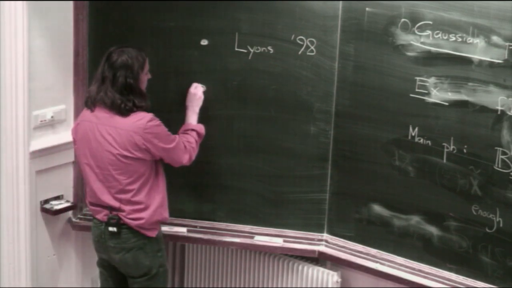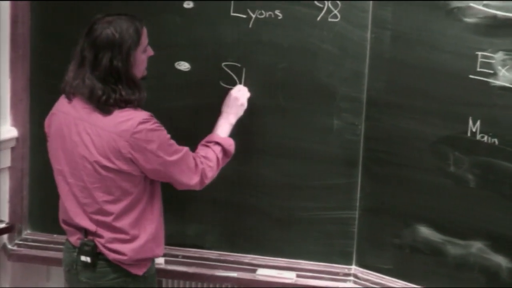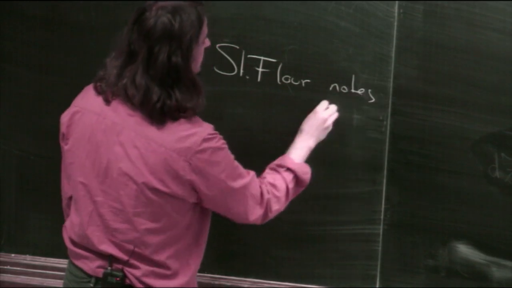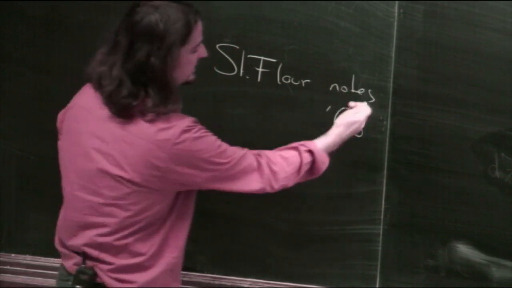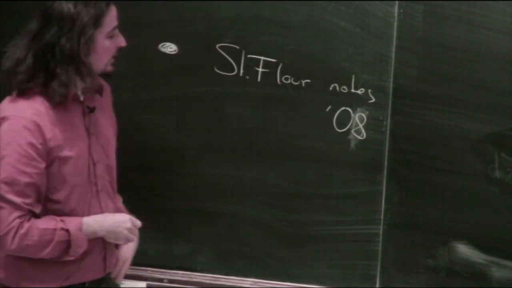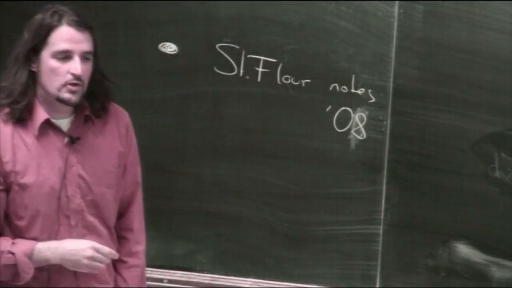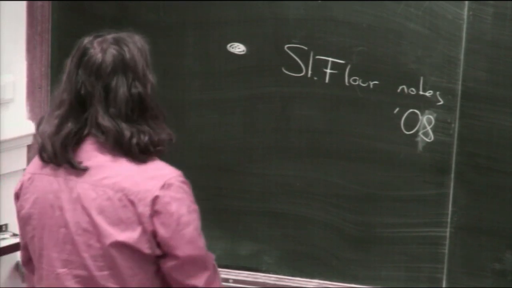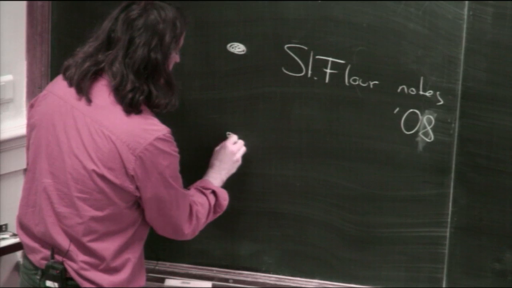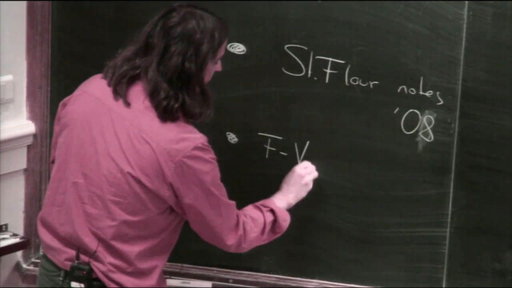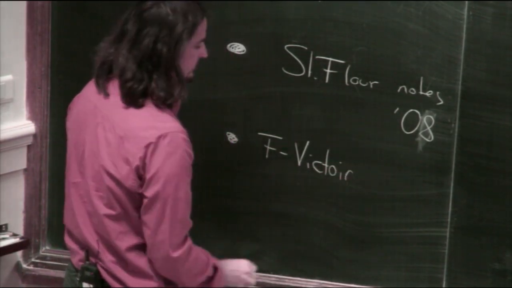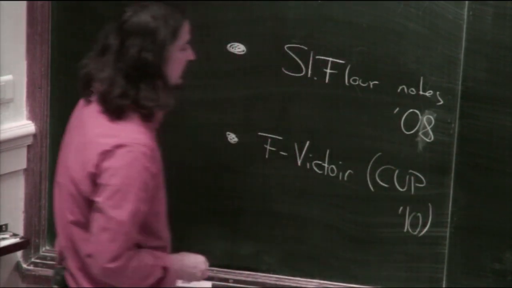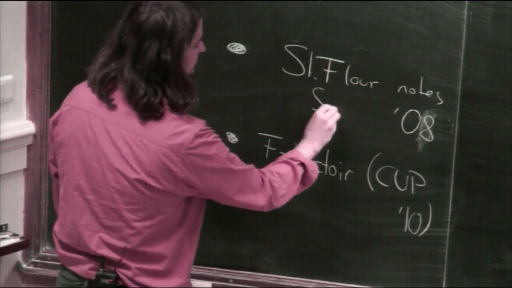Now, there are some flow notes, and these are by, I think, 2007 or maybe 2008, also by Terry Lyons, jointly written with Michael Caruana and Thierry Lévy. Then there's the book with Victoire, Friz and Victoire. This is Cambridge University Press in 2010. So some flow notes there, Springer.